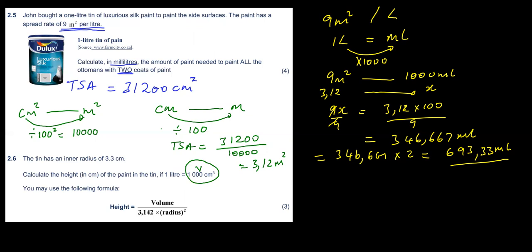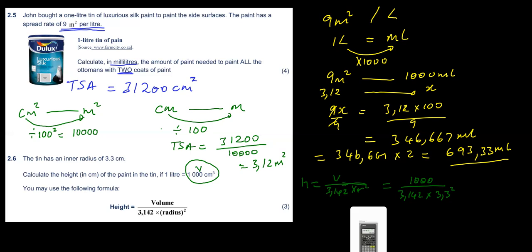So here we come back and say, okay, how do we get the height? We are given the formula already: volume over 3.142 times r squared. What is our r? Our r is equal to 3.3. So we're going to say 1,000 over 3.142 times radius squared, which is 3.3 squared. Okay, then what do we get as an answer?